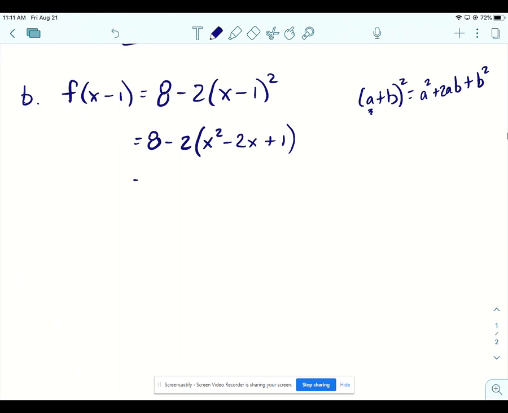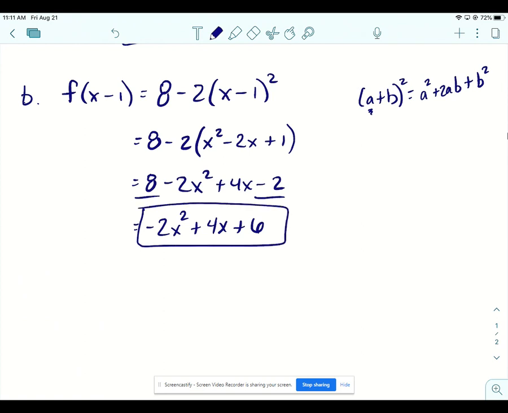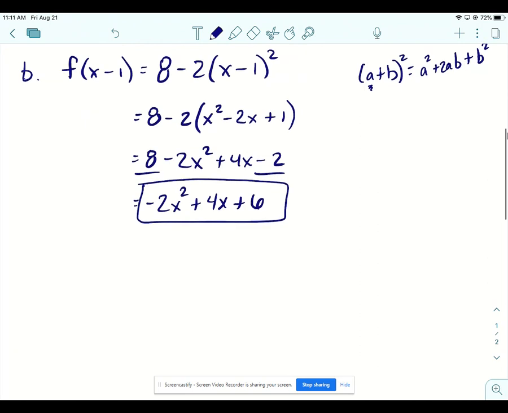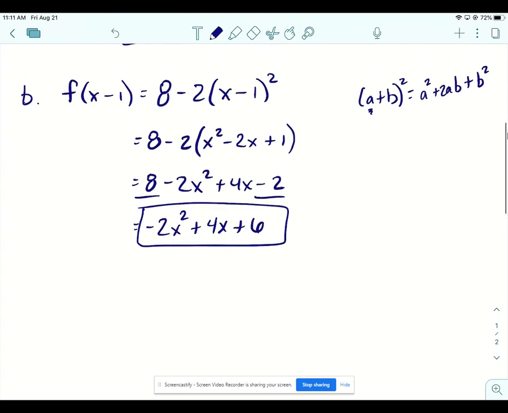All right, then we would distribute the negative 2 and combine like terms. The only like terms you have are 8 minus 2. Now I would recommend that you write your answer in standard form. So we start with the squared term, and then the linear term, and then 8 minus 2 is 6. All right, so when you put an expression into a function, you get an expression as your answer.